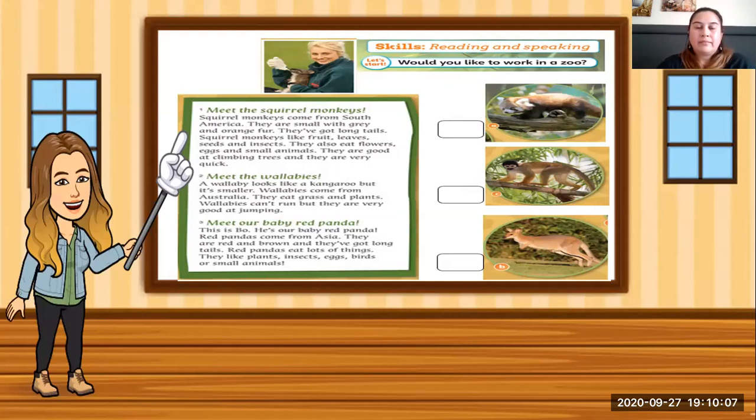Meet the wallabies. A wallaby looks like a kangaroo, but it's smaller. Wallabies come from Australia. They eat grass and plants. Wallabies can't run, but they are very good at jumping.